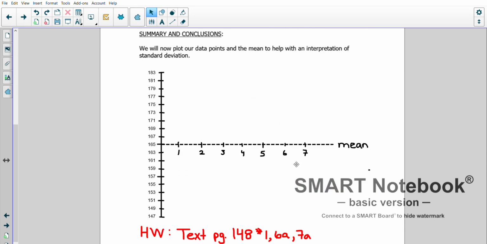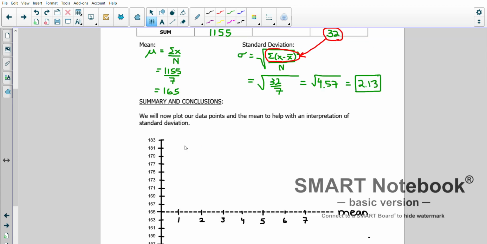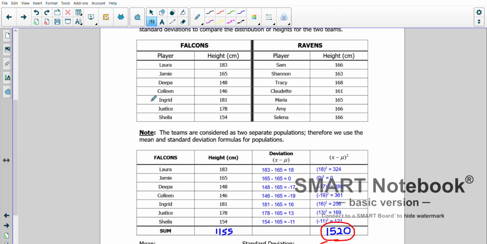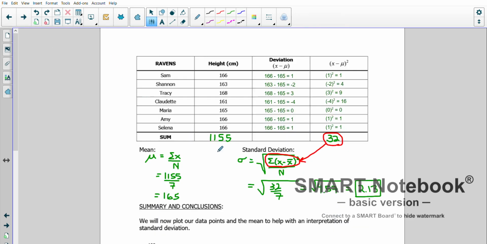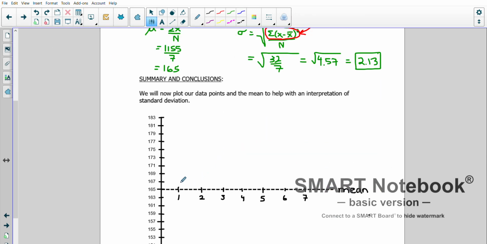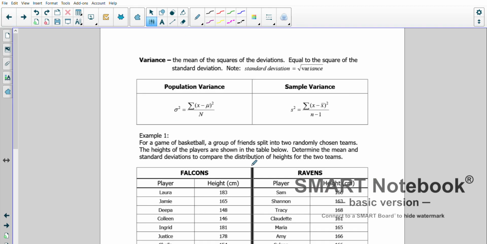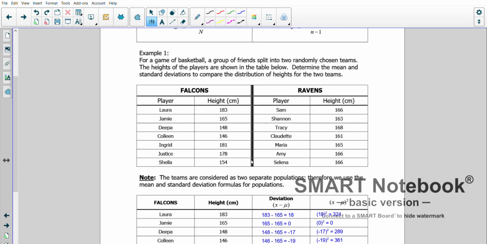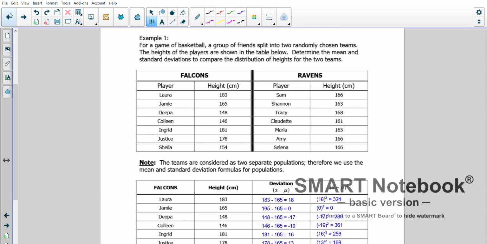So just to visualize this, and this is kind of a short lesson, I'm going to plot the data points just so you can visually see the spread out data. So we'll start with the Falcons here. So 183, this first player is this tall. I already forgot the second player. I knew the third one was 165. Okay, 165, 148, 146.